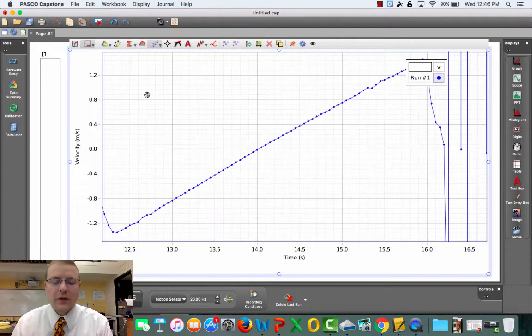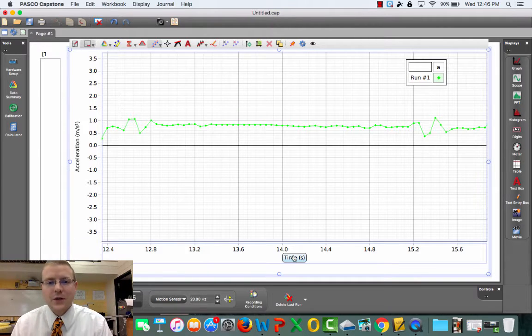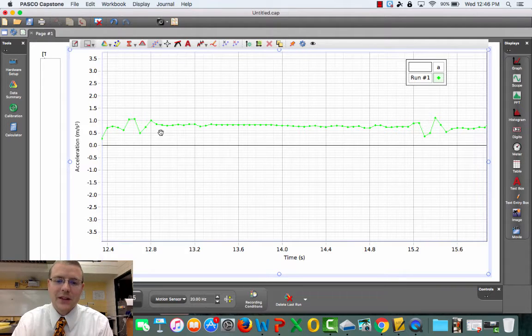Looking at velocity here, my velocity started off negative. My negative velocity got less and less as I approached the 14-second mark, and right at 14 seconds you can see I'm not moving. And then my velocity increased in the positive direction as I headed back towards the bottom. So we saw the velocity graph was a nice constant slope, constantly positive, which leads us to a positive acceleration here. A nice constant positive acceleration the entire trip on the way up and back for this ramp.